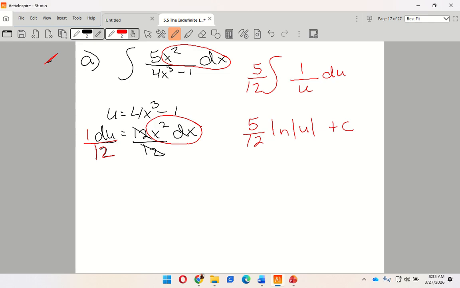All right, I'm almost done here. What do I do next? Anyone? Hey, quit your whining about your muffin. What do I do next? Put the u back in, right? Let's put the u back in. So 5 over 12 ln absolute value of 4x cubed minus 1 plus c.